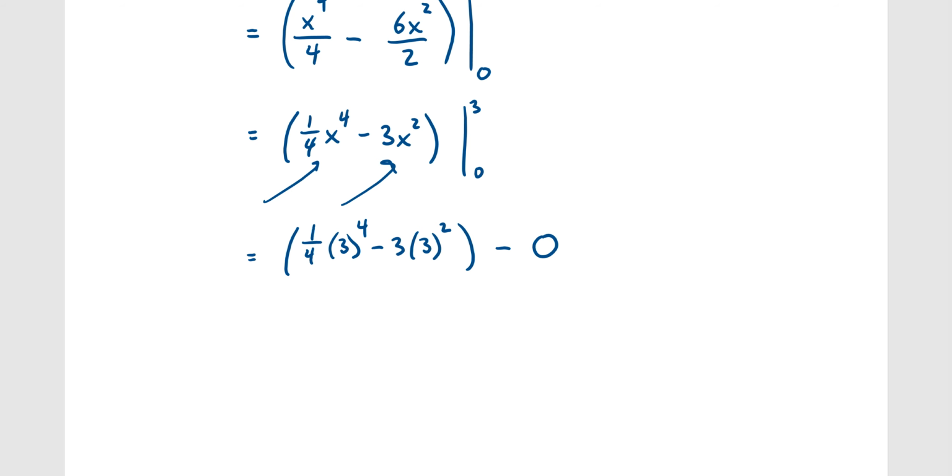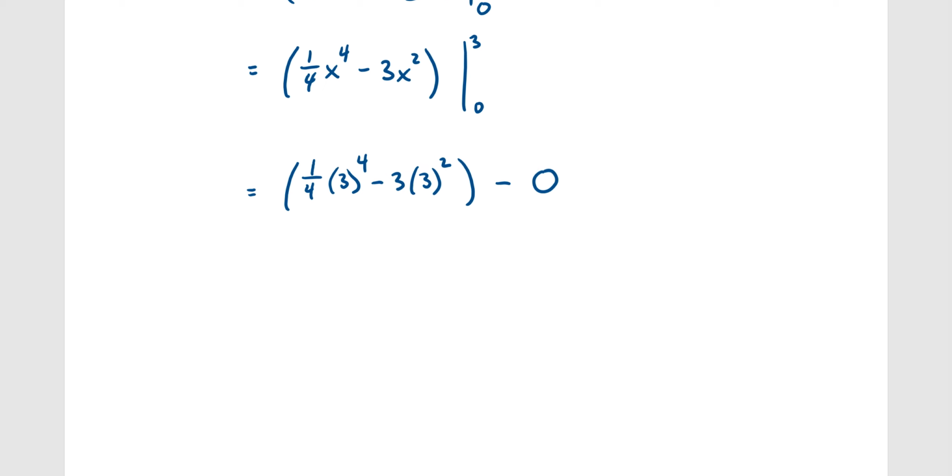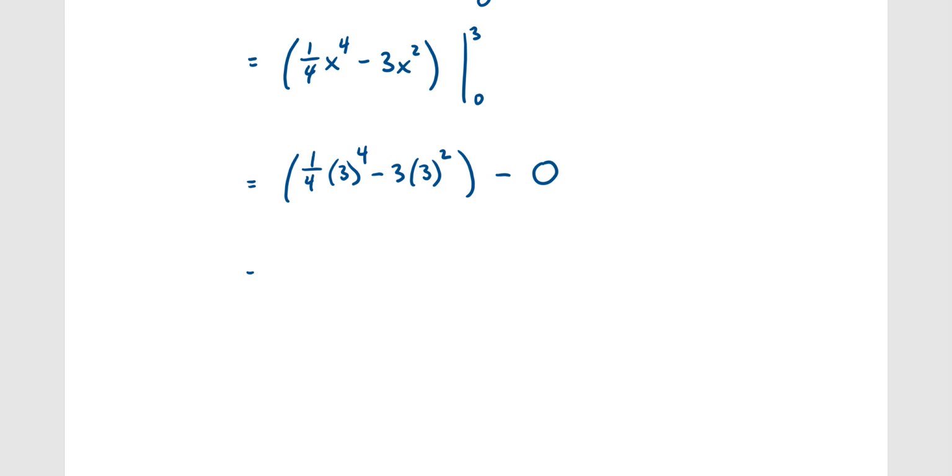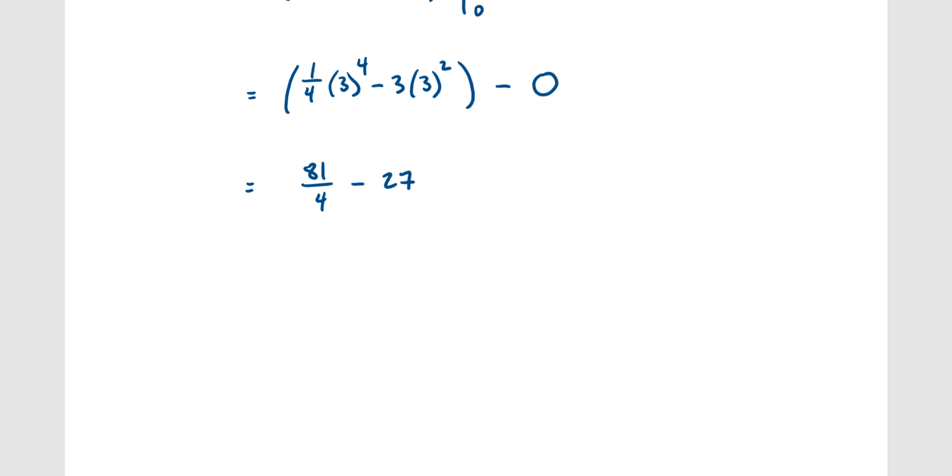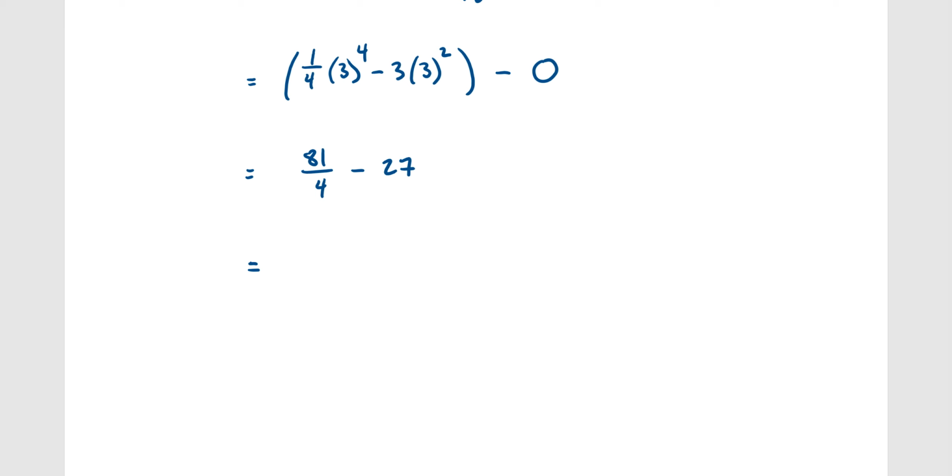So I'm going to do a little bit of foresight and say that that's just going to be 0. Remember, that will not always happen, so just verify before you actually plug in that 0. So 3 to the 4th is 81. 81 over 4 minus 3 times 9, so 27. And we could get common denominators. I'm just going to write this one as a decimal. We get negative 6.75.